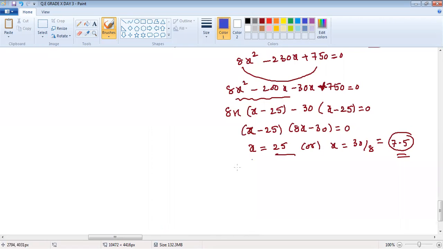This is for the smaller pipe. And the larger pipe will take 15 hours. Am I right? Yes, sir. So have you understood why this is neglected? Yes, sir. Right. Next, one more question.